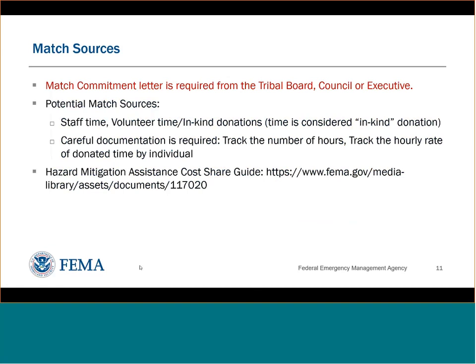Some potential match sources to think about is staff time. This is one of our most common ones. Let's say you have someone on your staff closely tracking their time, and then perhaps, after that grant is awarded, they are working on either writing the hazard mitigation plan themselves, or on the project management aspect of it. They're coordinating meetings, things like that. They can use their time as match. So it's really important to start documenting those things up front.